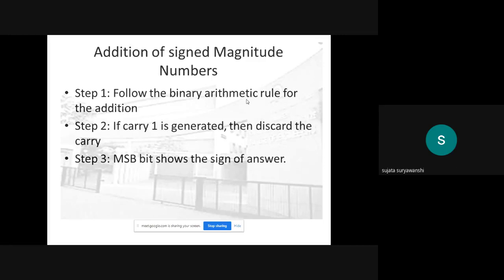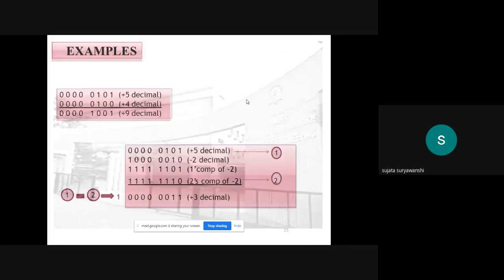And the MSB bit shows the sign of your answer. What answer you are getting in the second step, the sign bit, the MSB bit, shows the sign of your answer. Similarly, we can see one example here. Suppose I have used 8-bit representation for 5 and for 4. You have to perform addition for +5 and +4 decimal numbers.